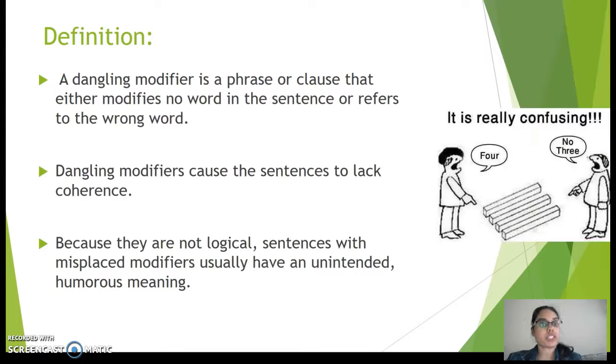Okay, definition. A dangling modifier is a phrase or clause that either modifies no word in the sentence or is modifying the wrong word in the sentence. So these sentences lack coherence. What is coherence? Coherence is logic. So these sentences are not logical, and usually they give an unintended or even funny meaning because their meaning is not what was intended.